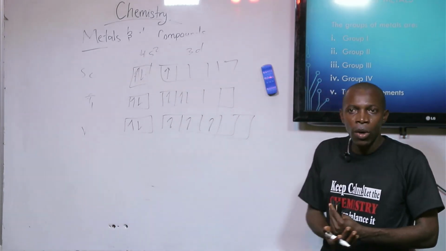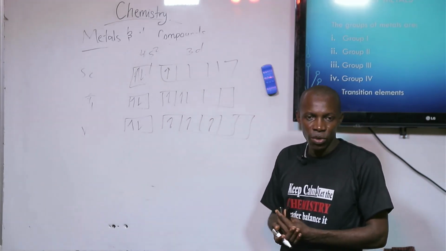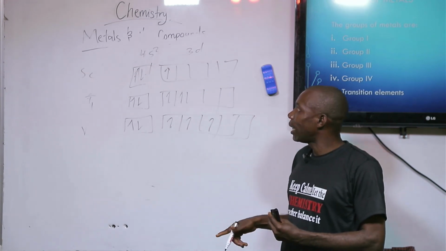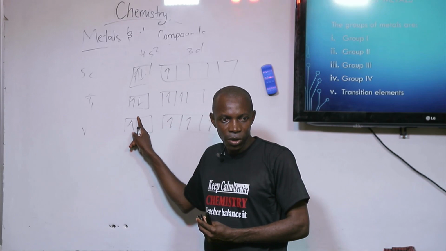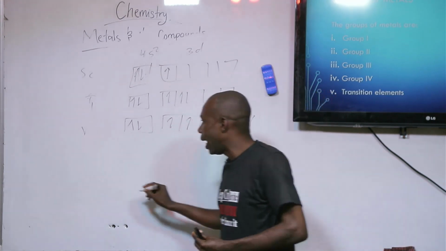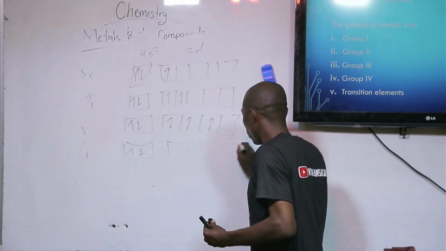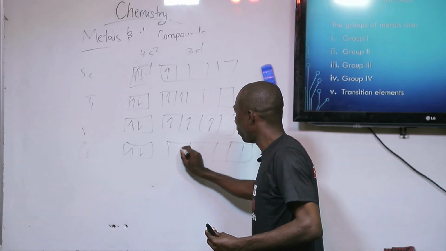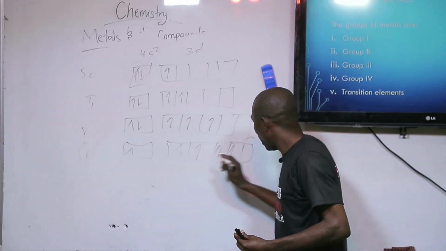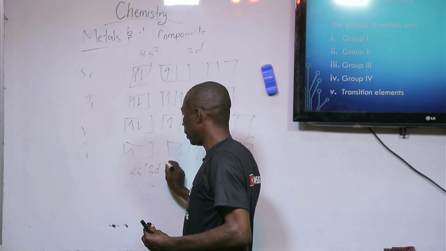All right? But when you come to chromium, which is supposed to be 4s2, 3d4, it does not happen like that. It will take an electron from the 4s2 to complete the half-filled D block. Instead of having 2 electrons in the 4s and 4 in the 3d, it will take 1 electron from the 4s and put it in the 3d. It will now give you 4s1, 3d5.